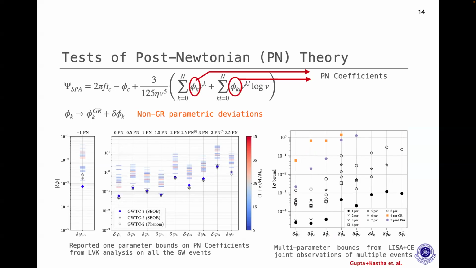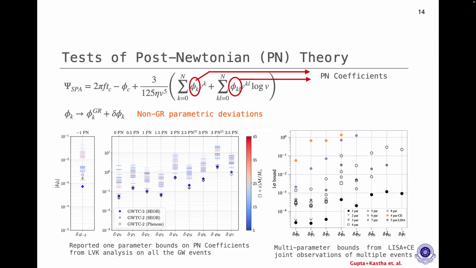Now, if the underlying theory is GR, then given the masses, spins, and eccentricity, you can exactly compute what these phi_k are. And if the underlying theory is not GR, then these phi_k will be different, and you can expect deviations appearing at every phi_k order. So what we do is add some ad hoc, free deviations, delta phi_k, to all these phi_k GR. And given data, we compare our waveform model with the data and try to put bounds on these delta phi_k. That is what is shown in this figure.